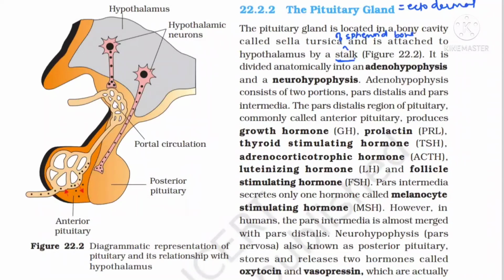Now see beta, we studied this only. If you remember, we studied the anterior pituitary will produce growth hormone, prolactin hormone, thyroid stimulating hormone, adrenocorticotropic hormone, luteinizing hormone, and follicle stimulating hormone. So these are the hormones which are produced only by 5 types of cells of anterior lobe of pituitary. Is it clear? Now let me try to explain to you under the stimulus of which releasing hormone, which hormone is coming.